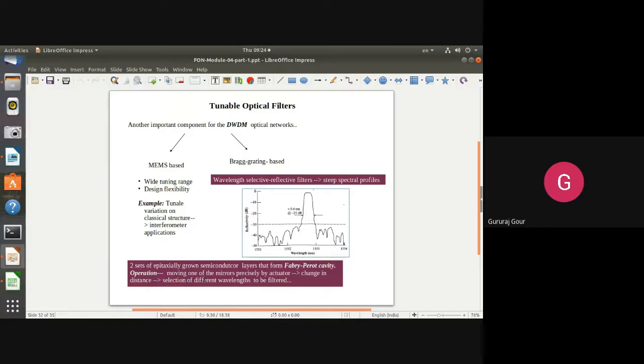So its operation involves moving one of the mirrors precisely by the actuator and changing the distance between the two mirrors, which will be the reflecting facets of the Fabry-Perot cavity. You are fixing one mirror and moving the other mirror. So two mirrors separated by the dielectric medium act like a filter or a capacitor.